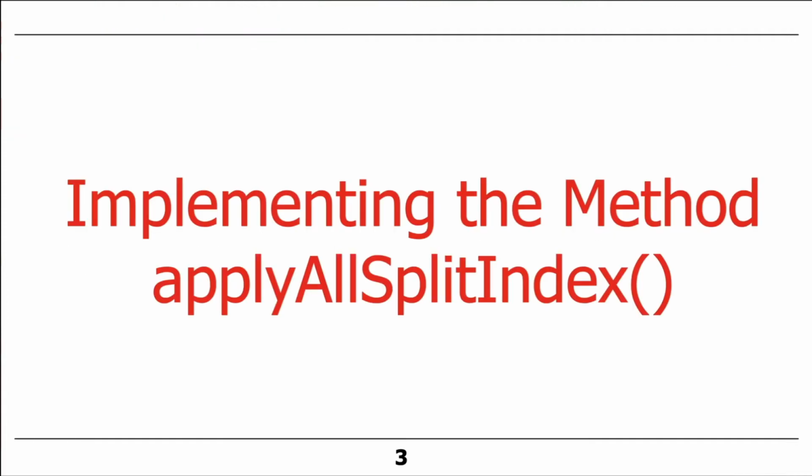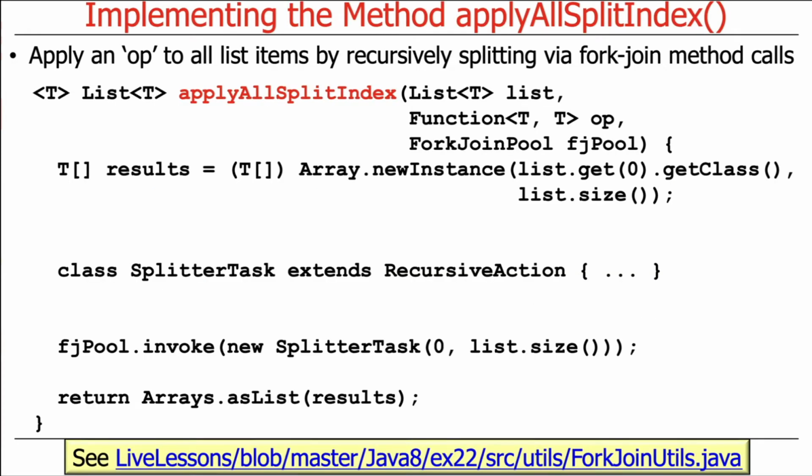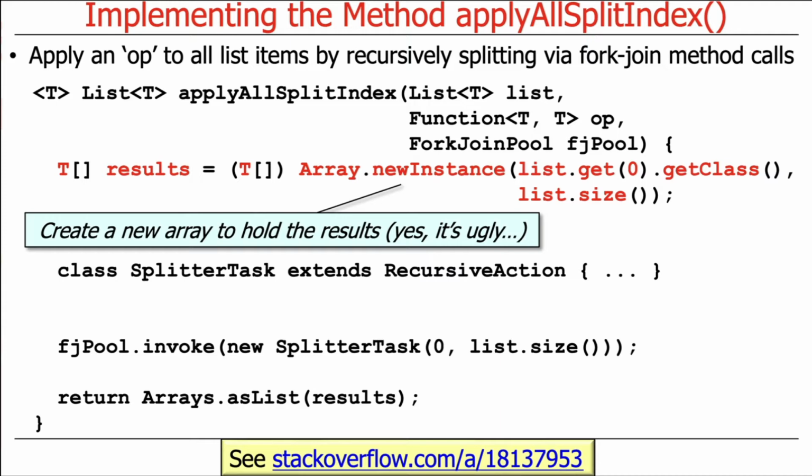But it does it in a more clever way to reduce the overhead of some things, in particular copying of data. So the API is the same as before. applyAllSplitIndex takes a list, an op, and a fork join pool. But then the implementation is wildly different. And in fact, it's crazily wildly different.